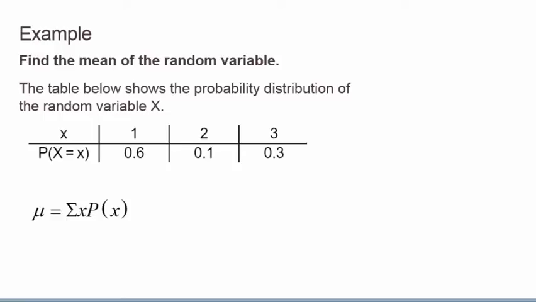Using the formula to find the mean, mu, we want the sum of x times the probability of x. So we want to multiply each value for the random variable x by its probability, then add those answers. 1 times 0.6 plus 2 times 0.1 plus 3 times 0.3. That gives us 1.7. So the mean equals 1.7.